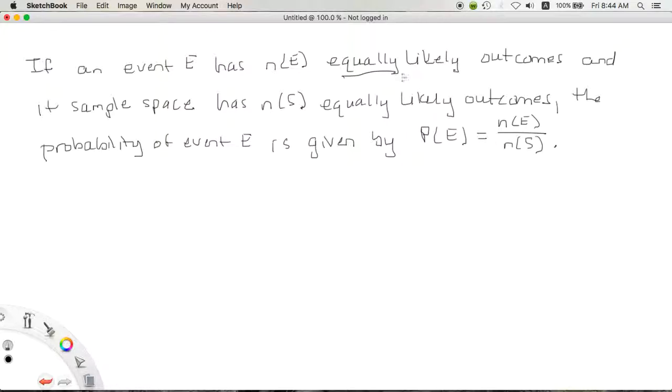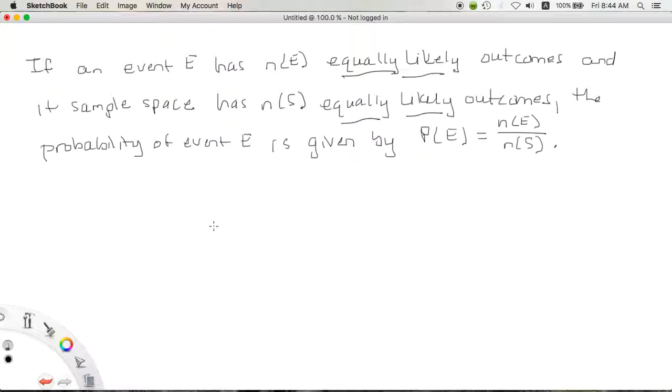Now, pay attention to this equally likely. They have to be equally likely. It messes everything up if it's not equally likely. So, when you have an event, you list out your sample space, pick which events are the ones that fall into the category you're looking for, and you can figure out its probability by taking the number of times the event happens divided by the number of times the sample space happens.